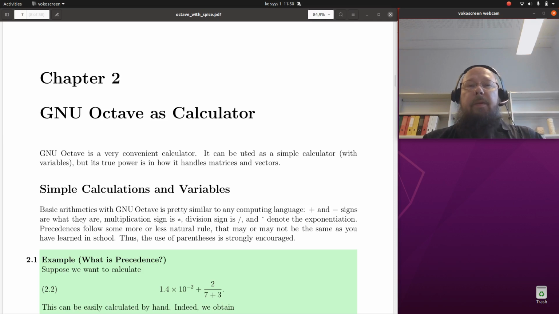So it can be used as a simple calculator with the additional spice, if you like, that it can handle variables, which is nice. But as I mentioned in the introduction lecture, the true power of GNU Octave comes from the fact that it handles matrices and vectors very nicely. But before going to the matrices and vectors, let us start with simple calculations and variables.